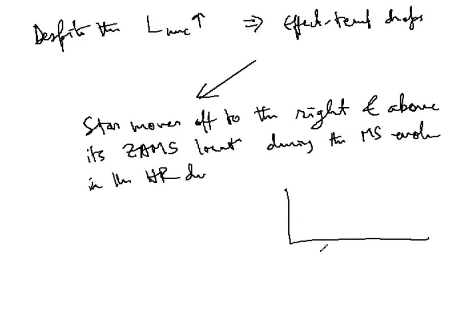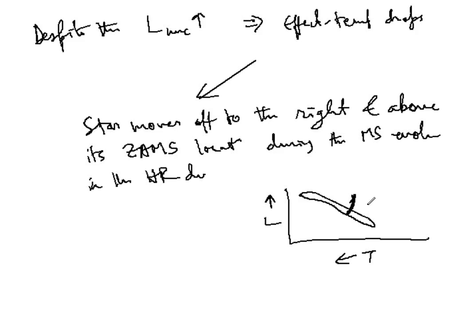So basically, here we are talking about this main sequence. Suppose the star is over here. What will happen as a result is that it will move towards the right and above. So along this direction the star will move, something like this. It will follow this path during its main sequence evolution.